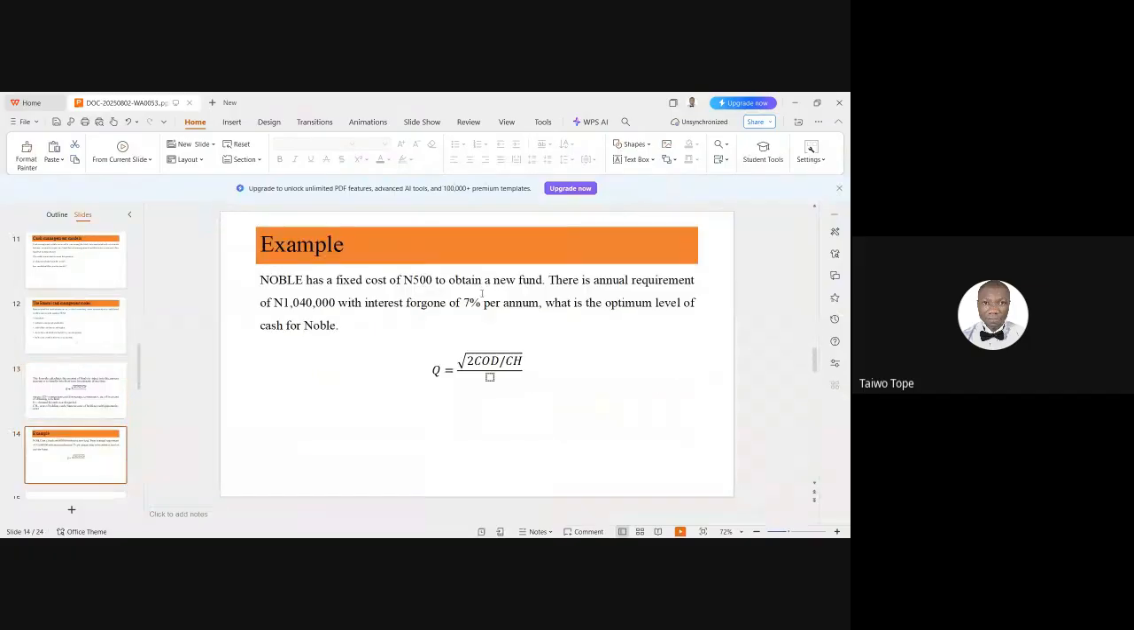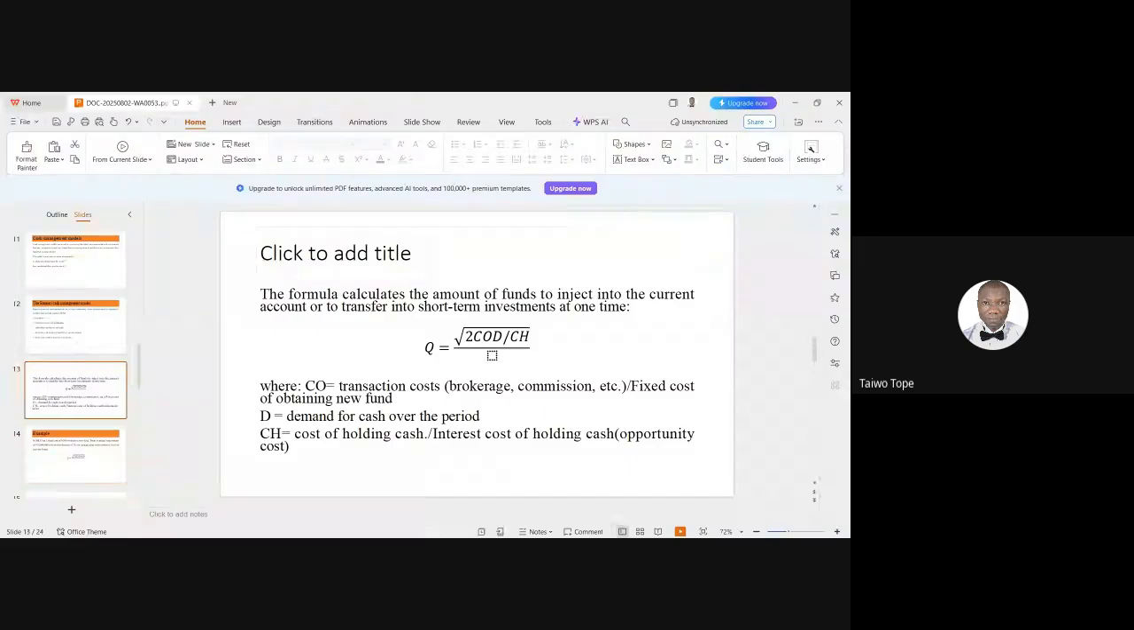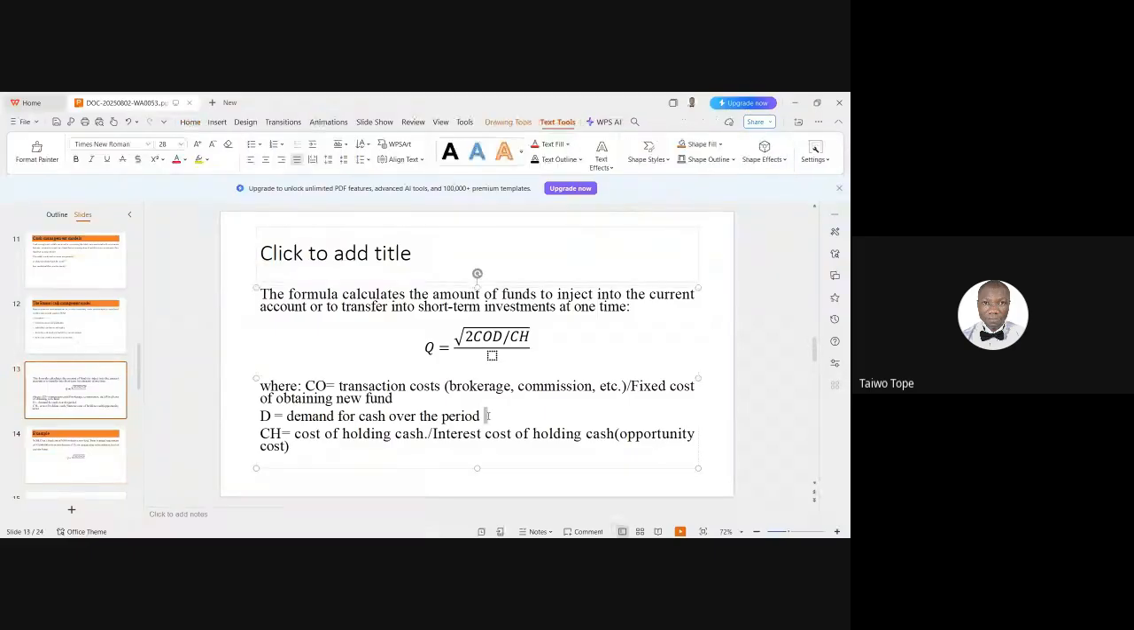Fine. There is an annual requirement of 1,040,000 with interest forgone of 7% per annum. This annual requirement is what? Demand. Very good. Demand for cash over the period.